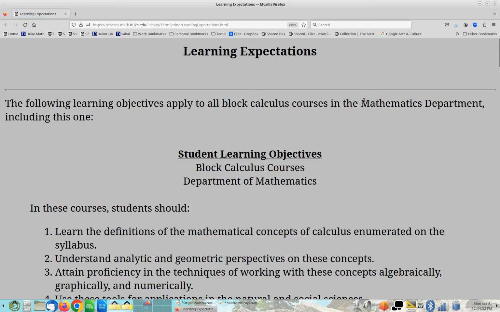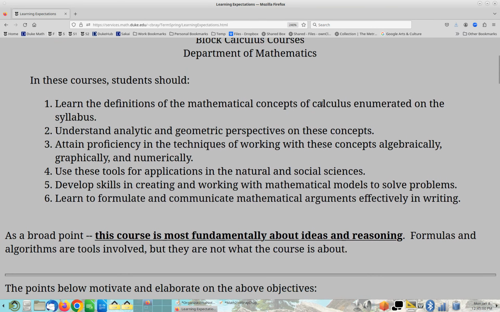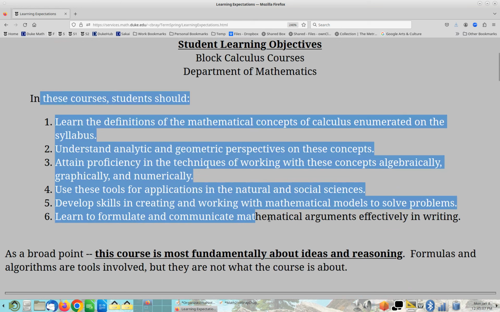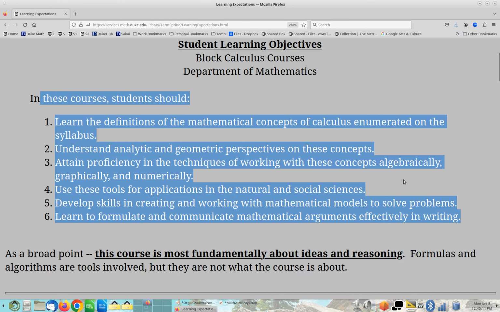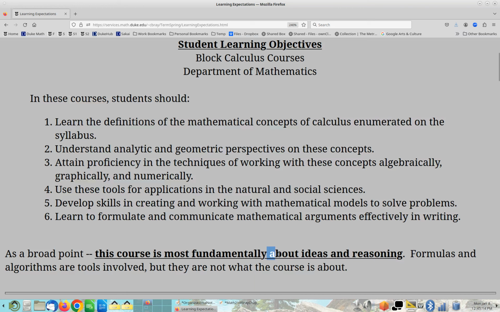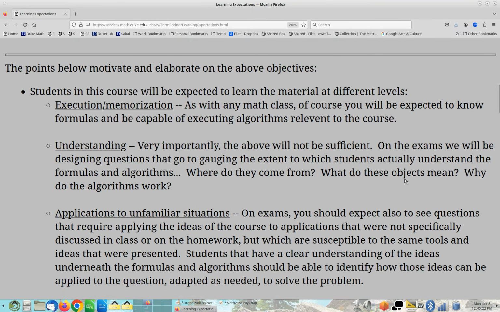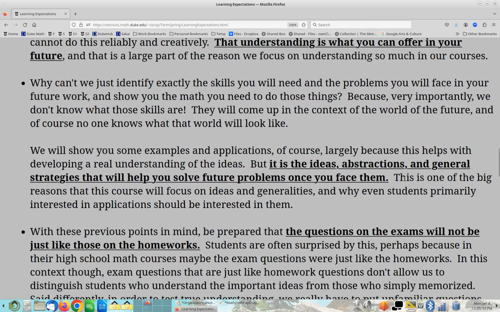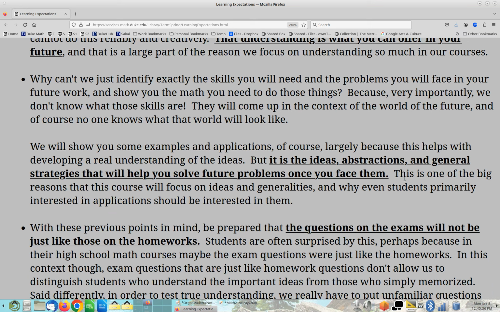And let's see here. Then I also want to point out this page called Learning Expectations. There's some discussion here about all calculus courses, block calculus courses in the math department. Students should expect to achieve all of these goals, broadly speaking. Again, another reminder. This is a course about ideas and reasoning, right? Very important. And then I've got some various other discussions here just to elaborate as much as possible on what do we mean by this and why. And I think there's some really good, really important points in here, and I want to make sure that you take the time to read all of this and understand what these learning expectations are and why, so that you can get the most possible out of the course.